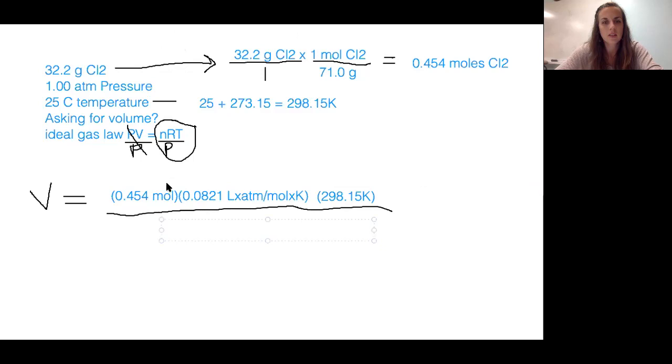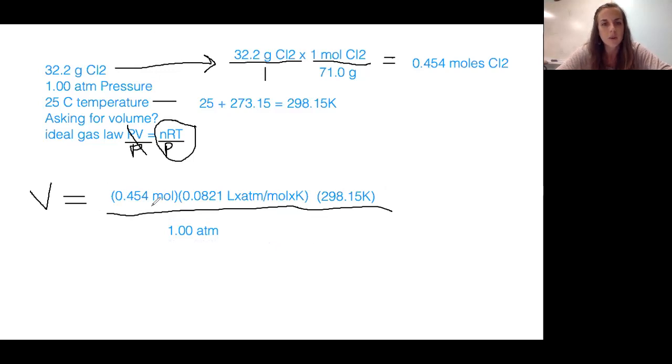Okay. So as you can see here, pressure goes in the denominator, and the pressure they give me is 1.00 atmospheres, which is really good because anything divided by 1 is the same. So really, I just need to plug this into my calculator. Let's make sure our units match up first of all.